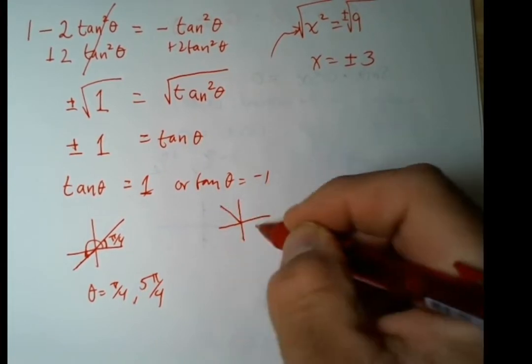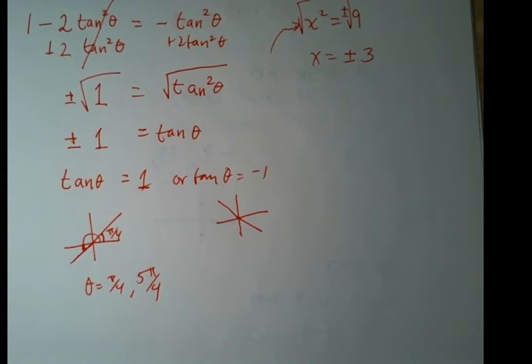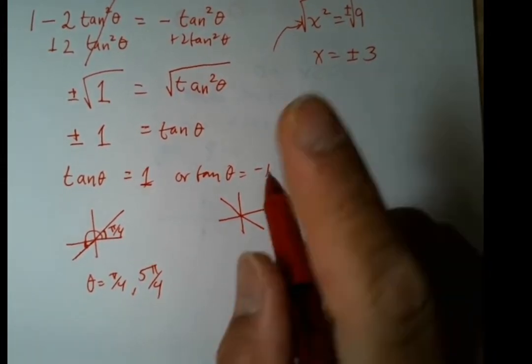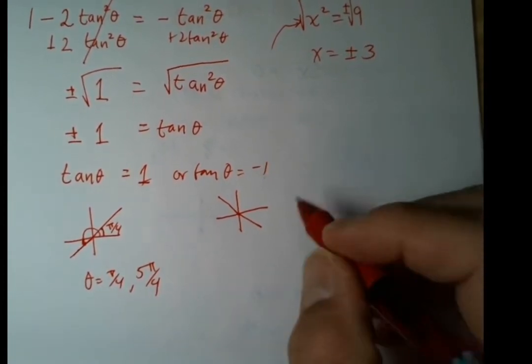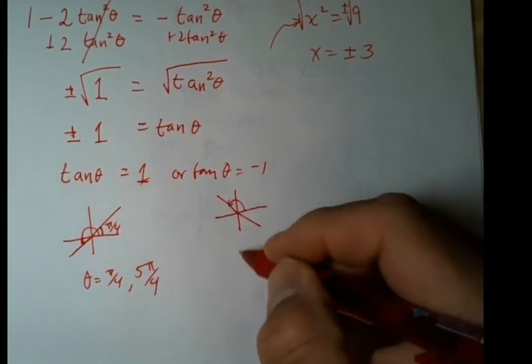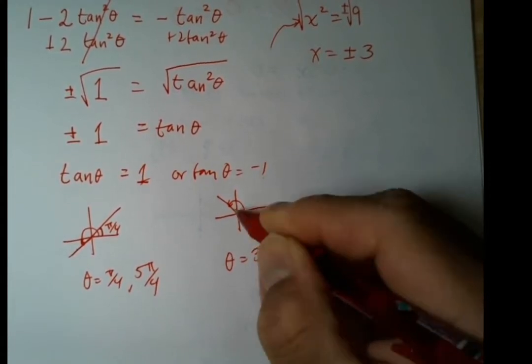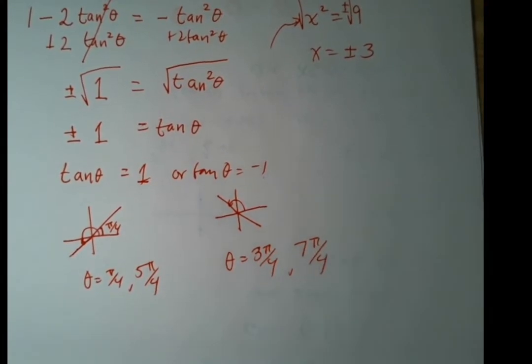Tangent is negative in quadrant 2. And in quadrant 4. Okay, again, when it's negative 1, that's when we have the sine and the cosine the same value, but one's positive, one's negative. So that happens at 3 pi over 4. And then over here at 7 pi over 4. Right, and again, these values just straight from the unit circle.